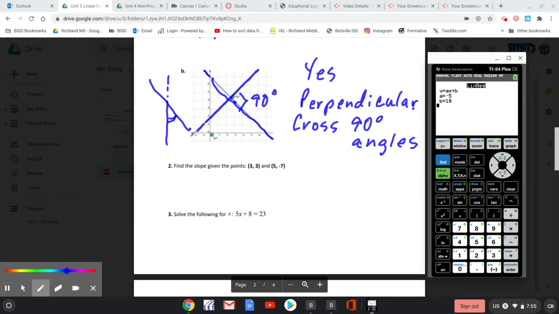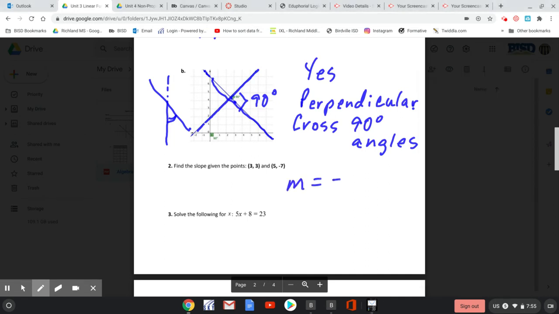So they're asking for the slope, so slope equals -5. Now they want to solve for x. Easy enough. We need to move the 8. After we do that, we'll have 5x equals 15. When we divide both sides by 5, we're going to get x equals 3.